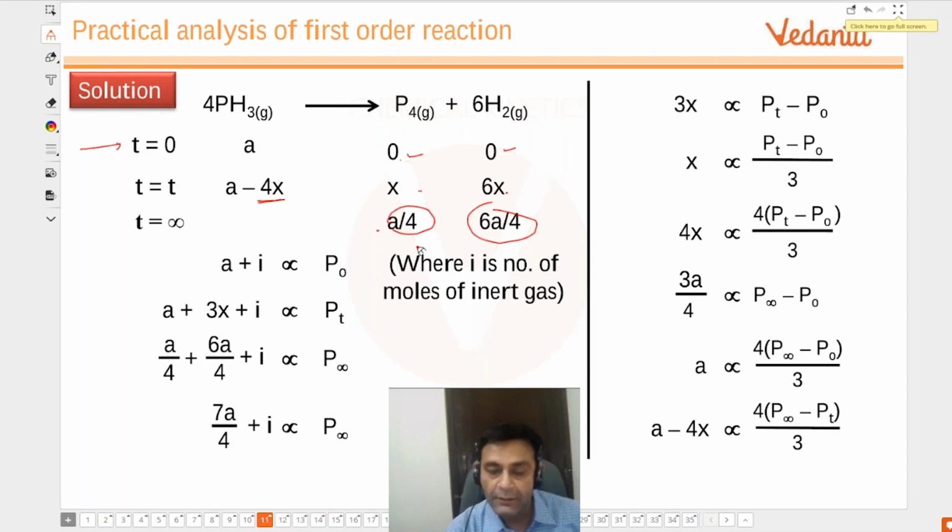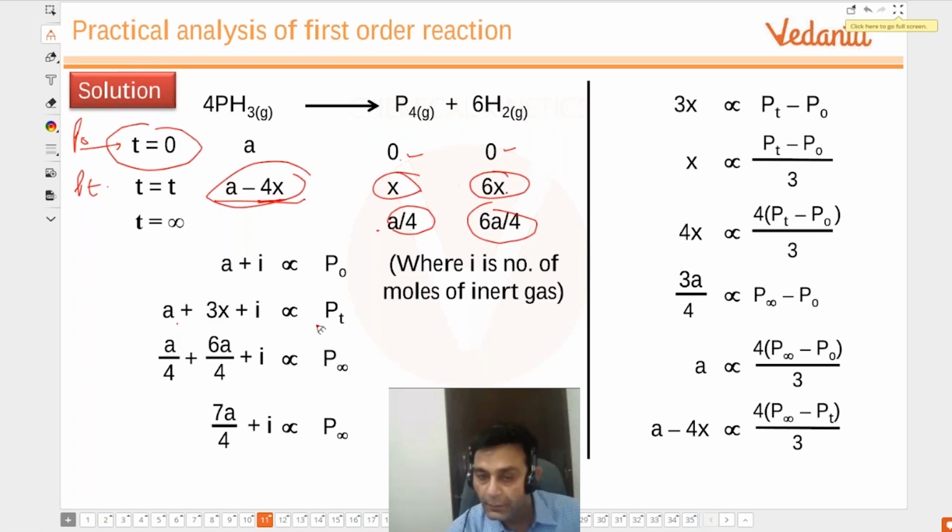Right. So I is the number of moles of the inert gas, because that reaction is taking place in inert gas also. So A plus inert gas is directly proportional to P naught. See here, when time is equal to 0, the pressure should be equal to P naught. And now A plus 3x at any time t. I'm talking about the pressure at a time t. So you add all of these. And pressure at infinite time, you can add all of these.